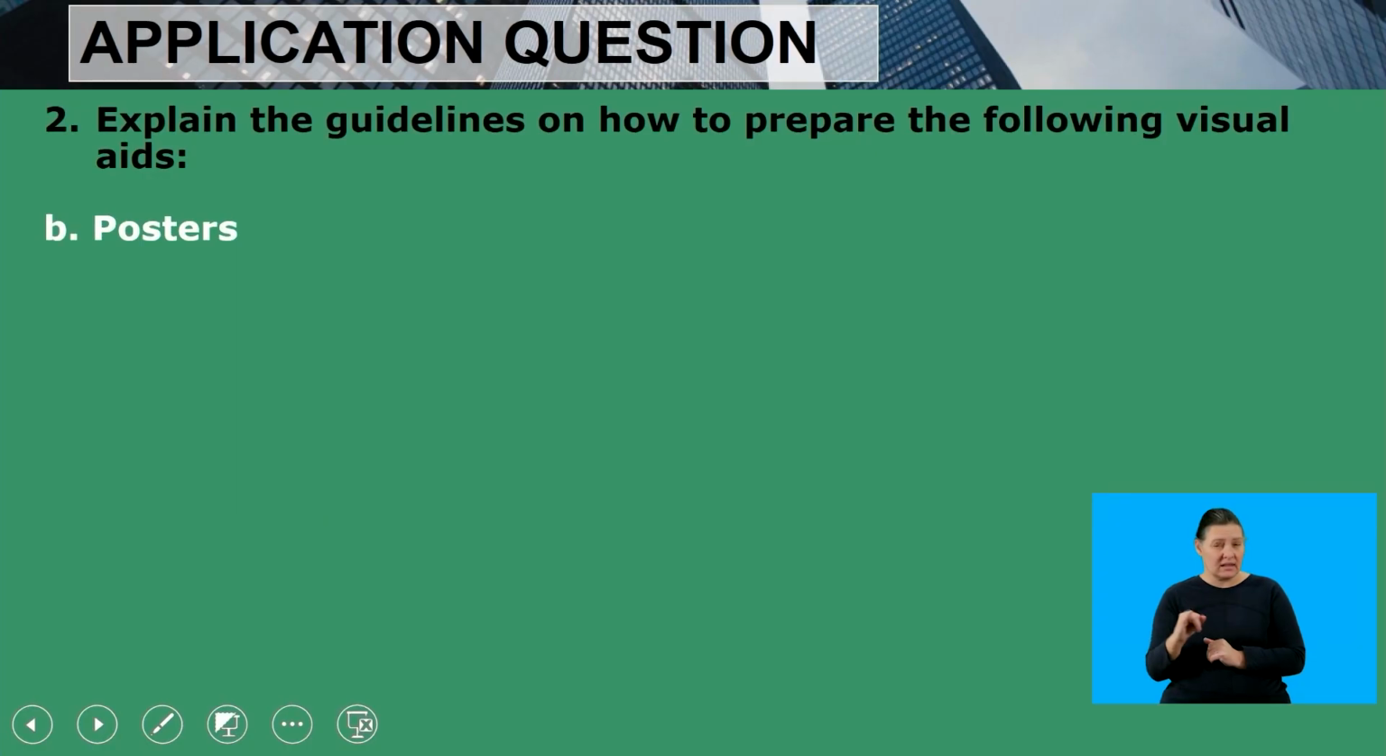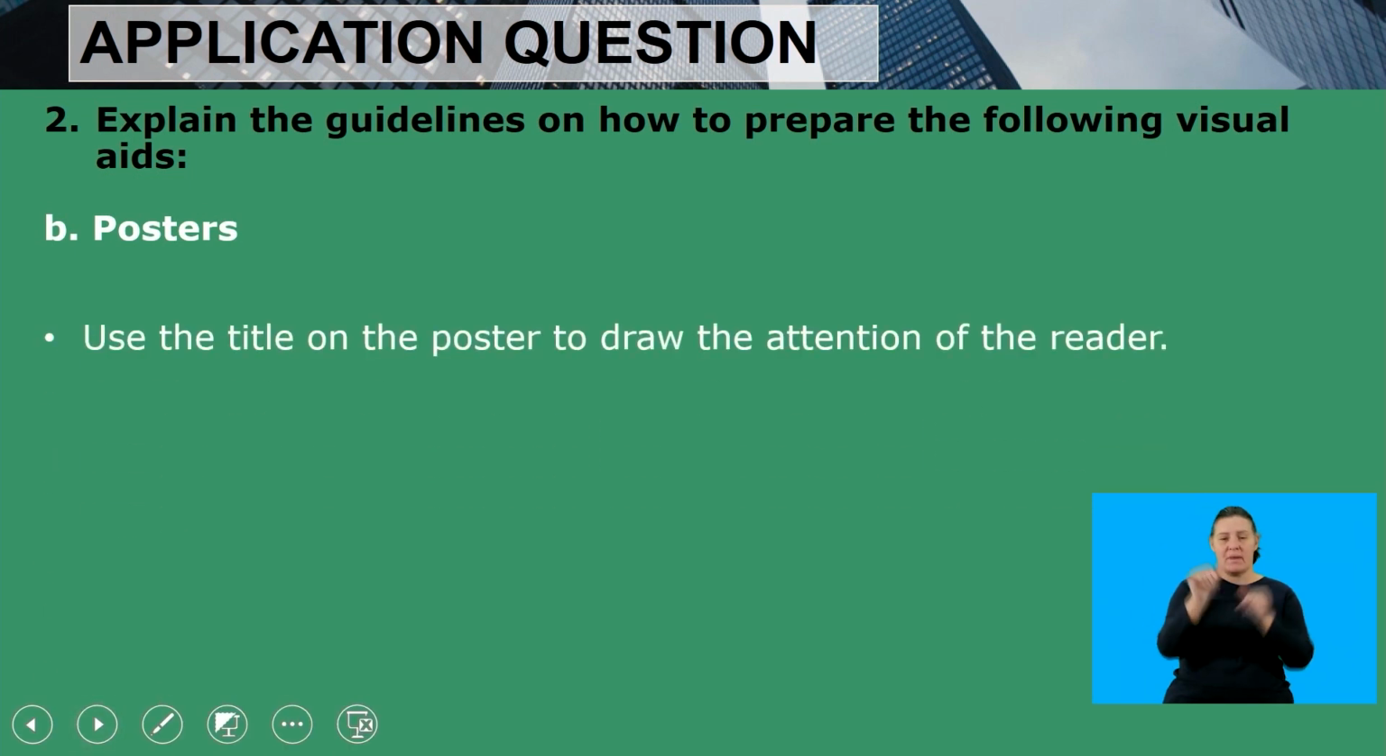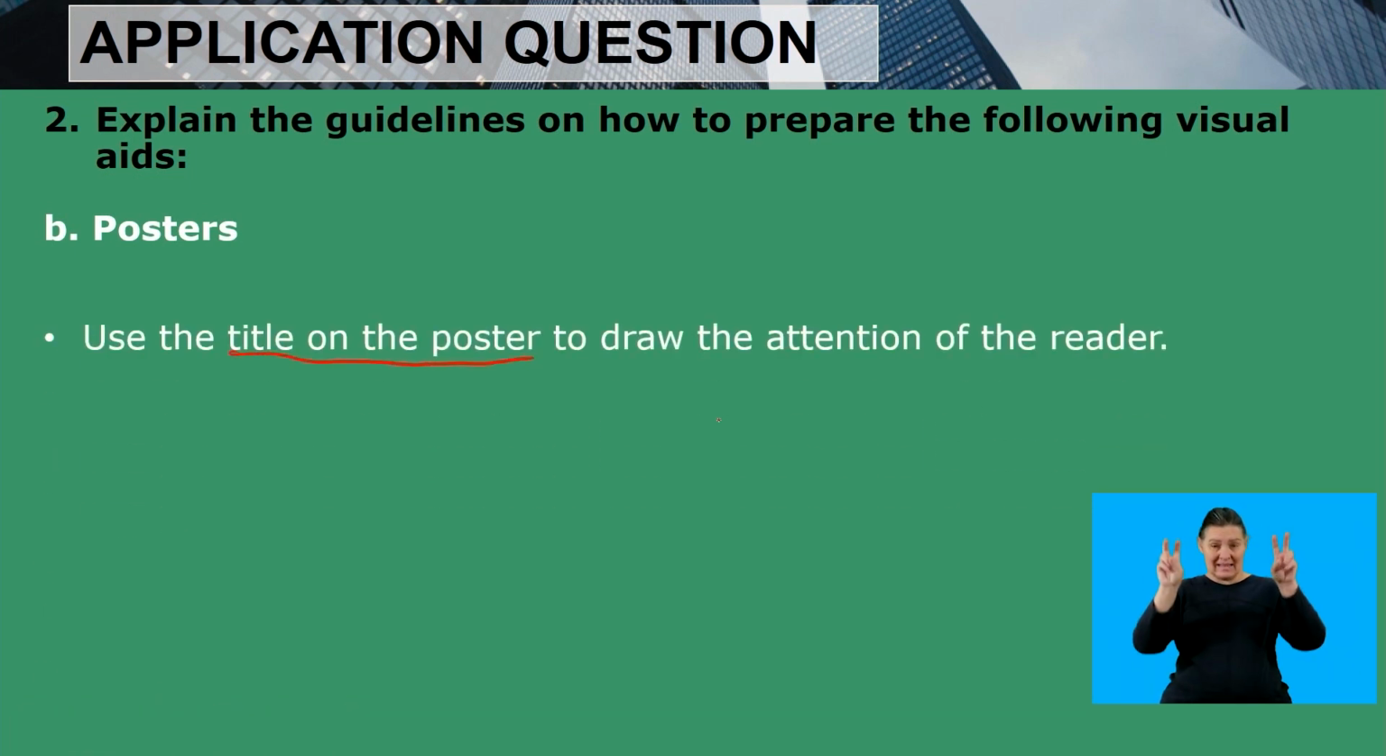Still on guidelines to prepare visual aids, we have posters. Use the title on the poster to draw the attention of the reader. So obviously the title of your poster has to be eye-catching. When the audience just look at the poster, they should want to read it because of the title that you have used. So it has to draw the attention of the reader.